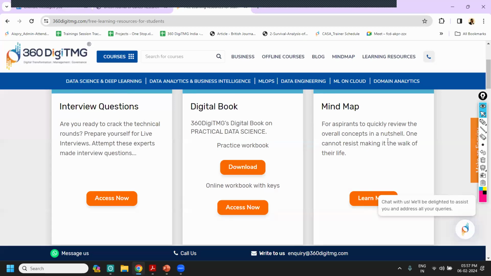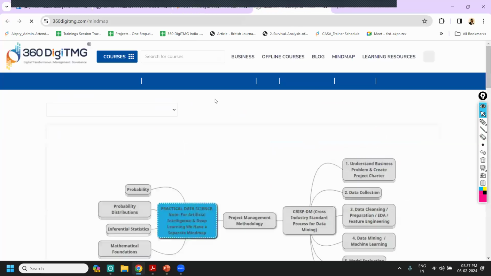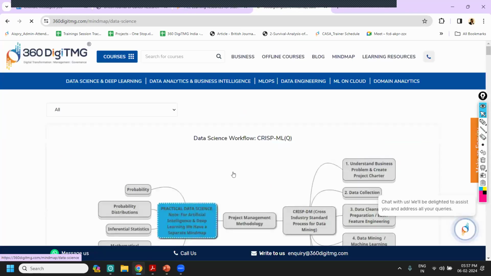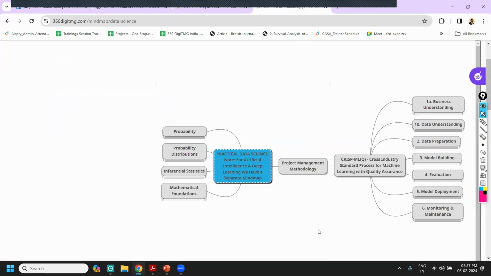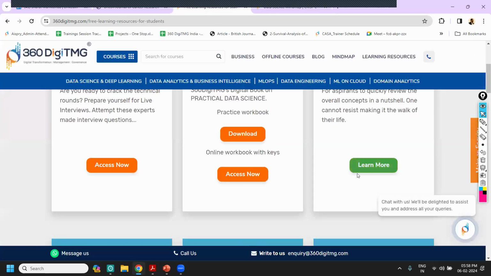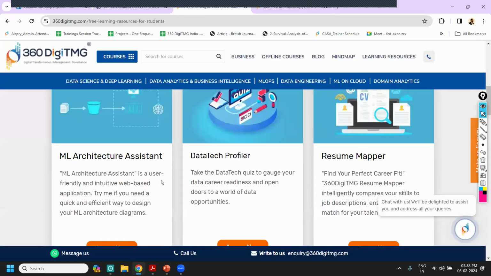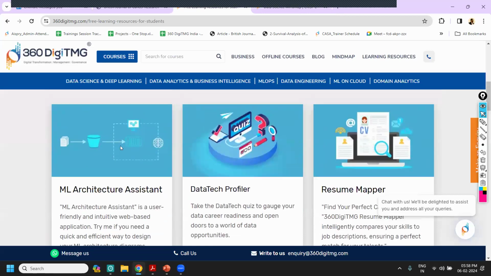There are a bunch of mind maps which help you to remember the concepts from a bird's eye view. There are a lot of advanced techniques that are there, which are happening in the data science world. So as and how some new techniques are added into the world of data science, we try to bring them in, but we follow a specific pattern that you'll have to use when you're working on projects. So that information is available in the mind maps. We have ML Architect Assistant, which allows you to design the architectural diagram, the flow of data for your projects.